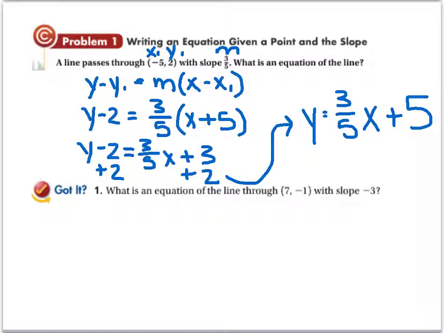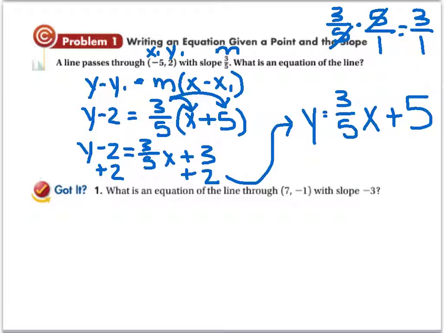Plus 3, I multiplied 3/5 times x and 3/5 times 5. So 3/5 times 5, these guys cancel, and I get 3/1. Make sense? Good. There's your equation of the line.